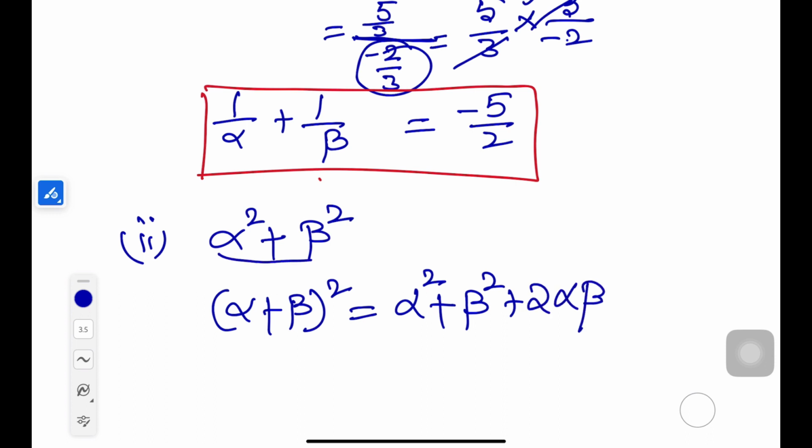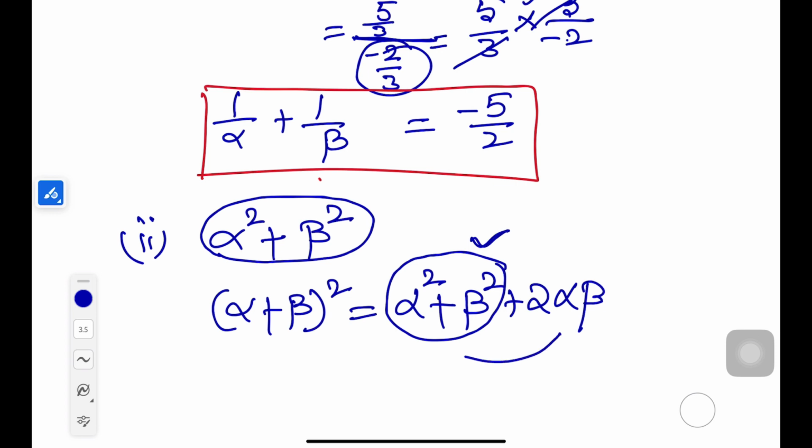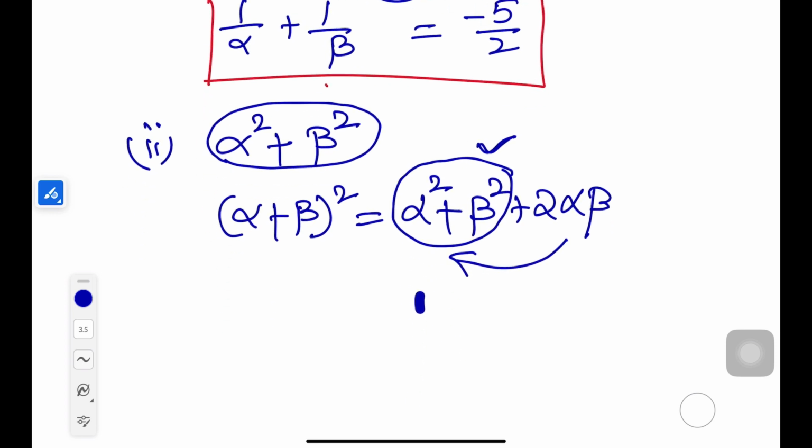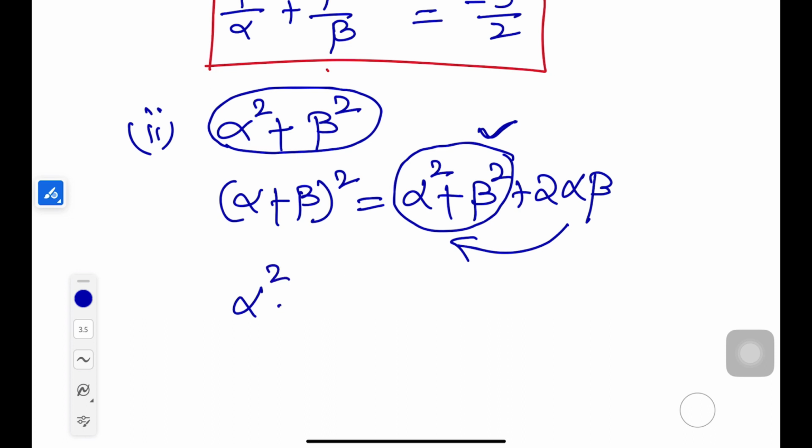Now see here, they are asking us to find alpha square plus beta square. Where is our alpha square plus beta square? Here. That means we will keep this on one side, the other thing you transpose. So what we are left with is alpha square plus beta square, which we want. I am keeping this as it is.